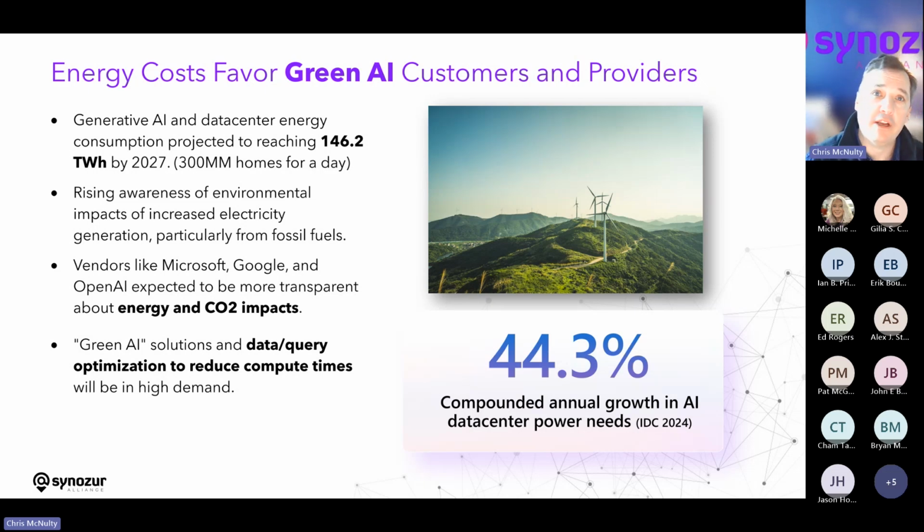And so there is increasing concern to look at things like carbon dioxide use. How can we optimize and select technologies that have minimal environmental impact, as well as how can new vendors emerge to make those queries and that compute time much more efficient. So that's a second trend to watch.